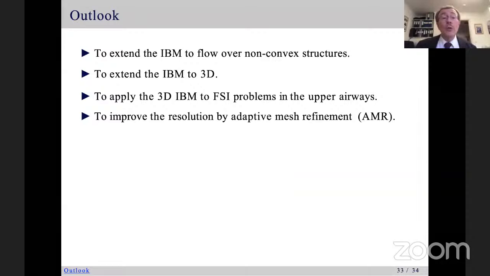The outlook: we want to extend this immersed boundary method also for flow over non-convex structures. That is important because of the complex geometries in the upper airways. And of course, we want to extend the method to 3D. Then it is planned to apply the 3D immersed boundary method in our new part of our interdisciplinary research project on obstructive sleep apnea to fluid structure interaction problems in the upper airways. And of course, we want to improve the resolution by adaptive mesh refinement near the immersed boundary.